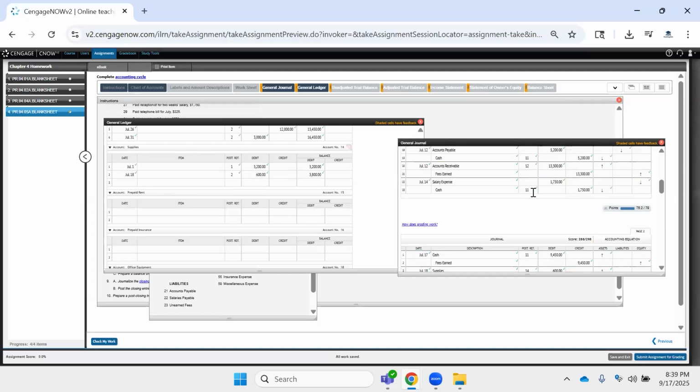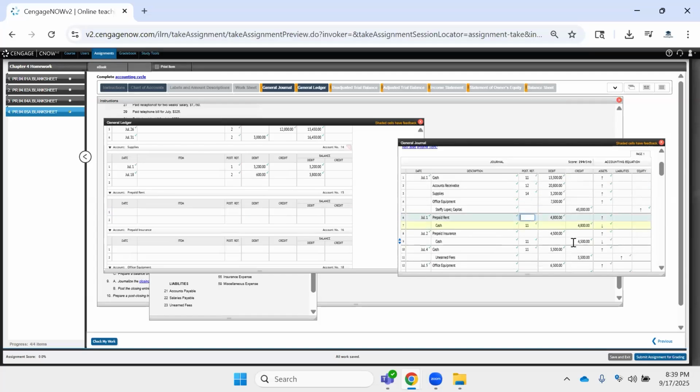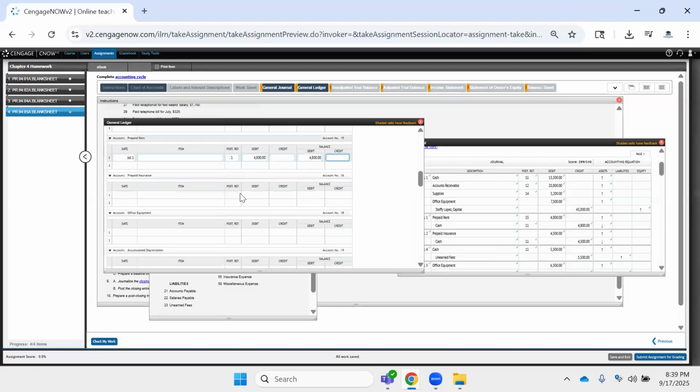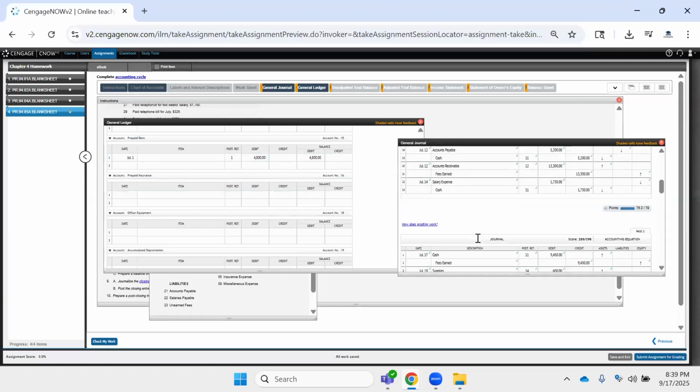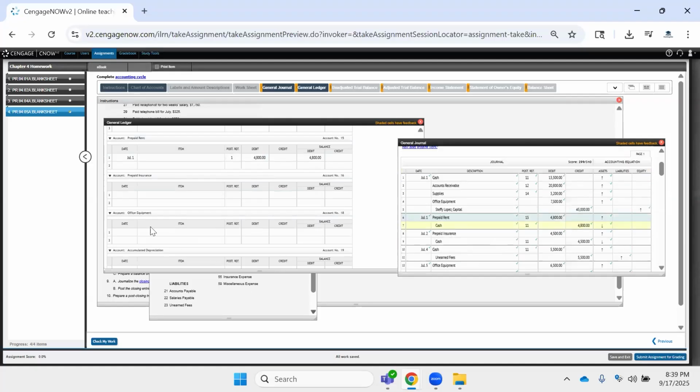Prepaid rent. Let's see, prepaid rent is here. Posting reference 15, because that's our posting reference 1 here, but 15 in the general journal because that is the account number. July 1st. And we paid 4,800, and that's going to be our debit running balance. And there is no other instances of rent or prepaid rent. So we leave this blank for now. There's going to be an adjusting journal entry for this later.